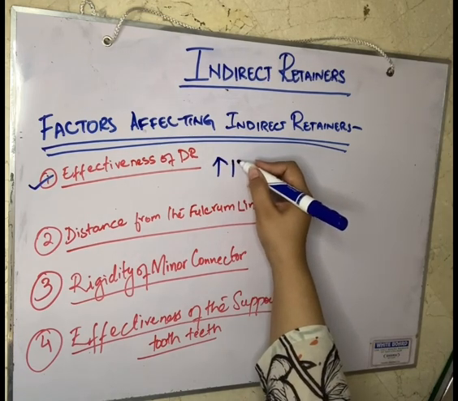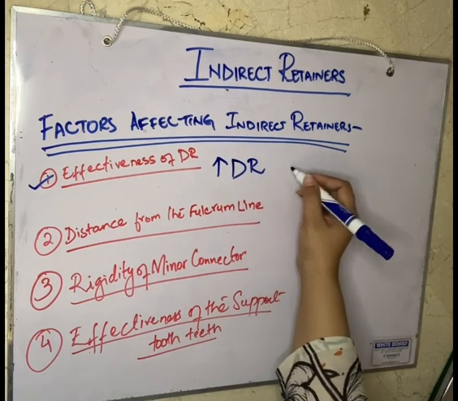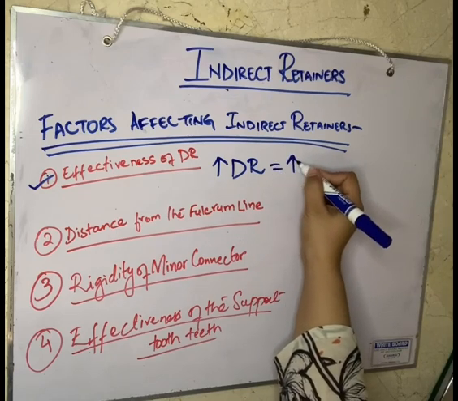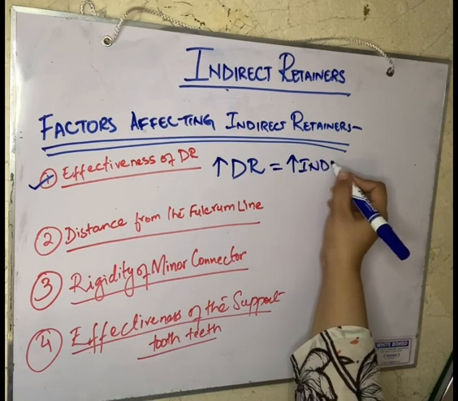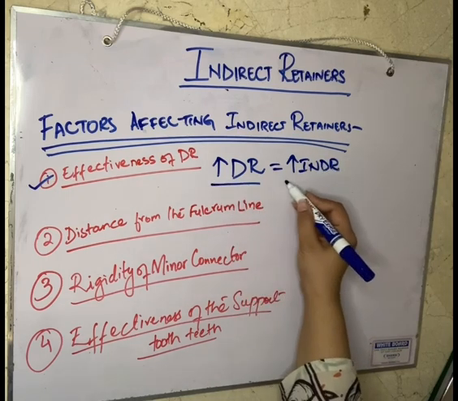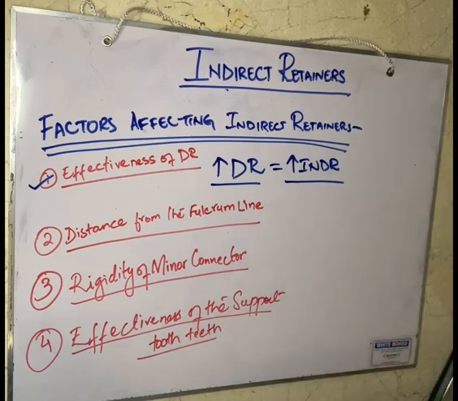So what do we understand by this? That the direct connector is directly proportional to the indirect connector. So hence if there is an increase in displacement of the direct connector, there will be increase in displacement of the indirect connector, right?